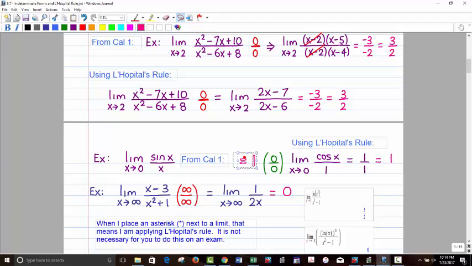But if you did not remember that, it's super easy to get with L'Hopital's Rule. The derivative of sine is cosine. Derivative of x is 1. Plug in 0. Cosine of 0 is 1. You get 1 over 1, which equals 1. How about that?